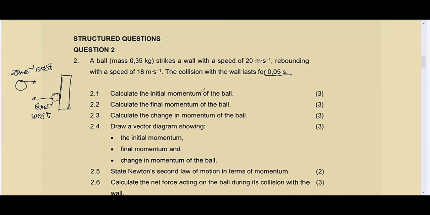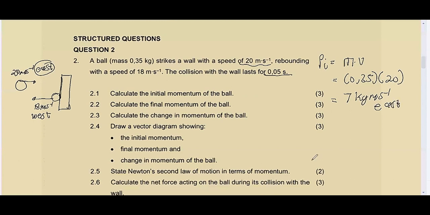So this is just a scenario for what took place. Then 2.1 says calculate the initial momentum of the ball. To do that, we say momentum initially is mass multiplied by velocity. What is the mass? We are given that it is 0.35. The velocity initially is 20. When we multiply the two, that's 7 kg·m/s. But remember, we assumed that the ball was thrown east, so I need to indicate that this is in the eastern direction. Why is it important that I show this? Remember, momentum is a vector, so it has both magnitude and direction.